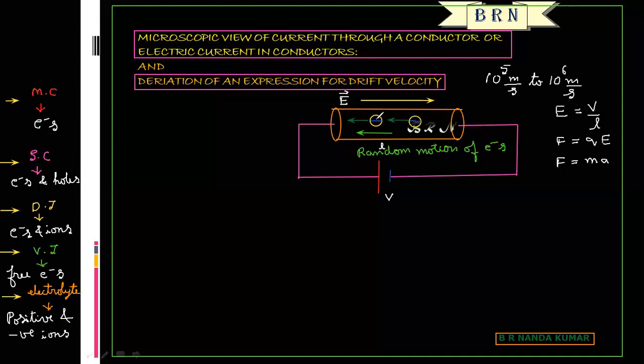And again, the electron will get accelerated under the action of the external electric field. So, the electron is moving like this, opposite to the direction of the applied electric field. Actually, this is called the drift velocity. This is the direction of drift velocity. This is a vector physical quantity, Vd vector. So, Vd vector is opposite to the direction of the applied electric field.